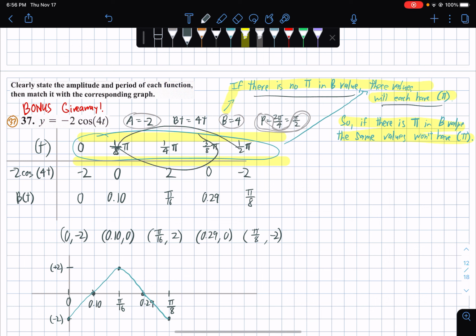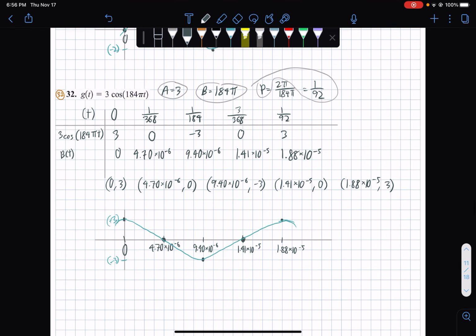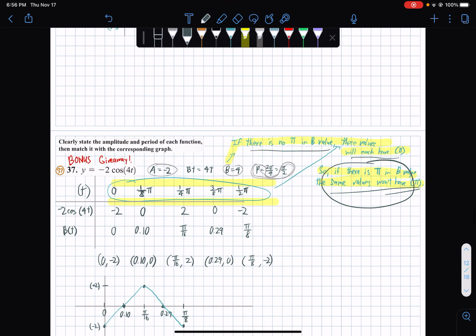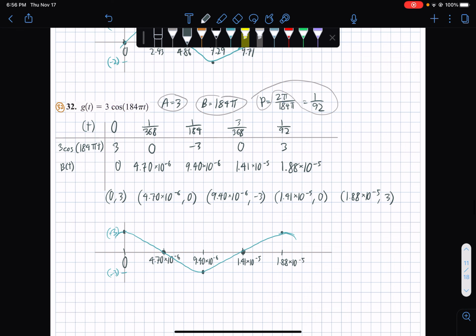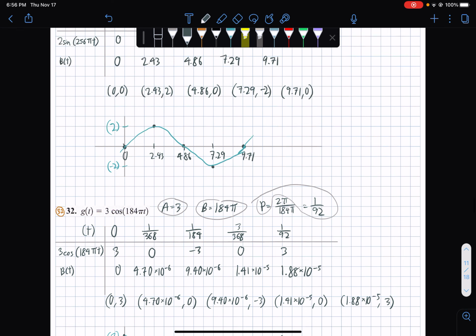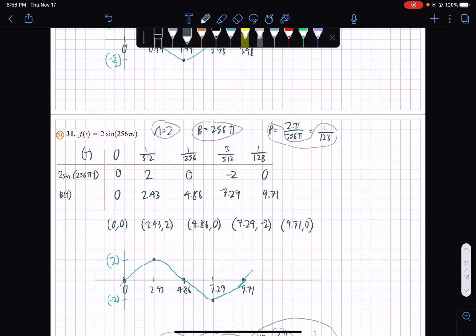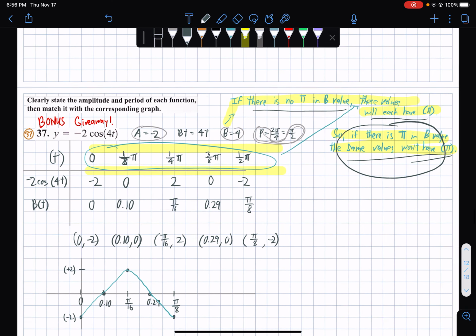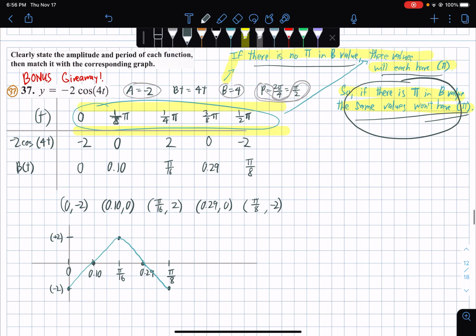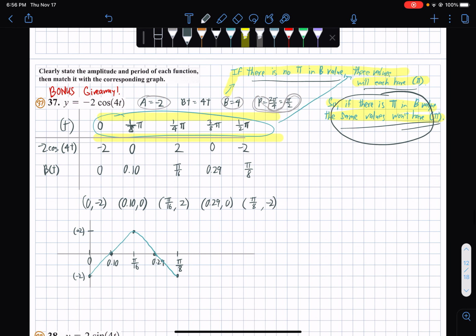All other variables will have pi attached to it with the multiplication sign. So if there's pi in the b value, the same values won't have pi. Yeah, this is the rule that has been applied in the previous problems that we have solved. As you can see, b values have pi attached to it. Therefore, our t values do not have pi attached to it. So is the period, their corresponding periods. So for number 37, it's already a giveaway.